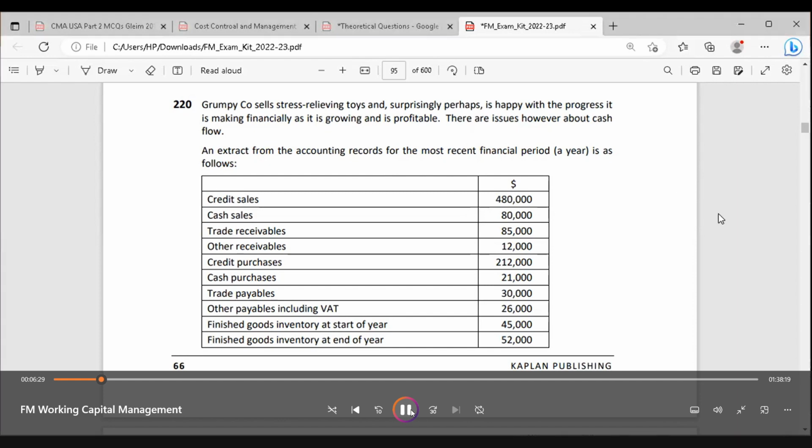There are details given about the credit sales, cash sales, trade receivables, other receivables, credit purchases, cash purchases, trade payables, other payables, and finished goods inventory at the start of the year and at the end of the year.